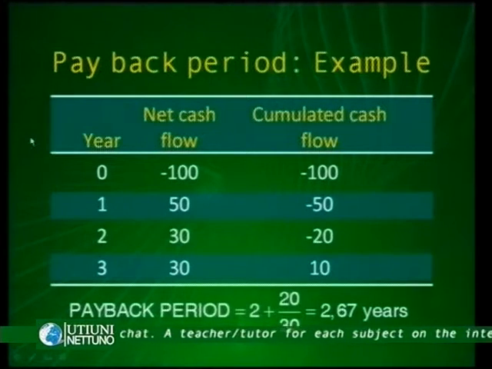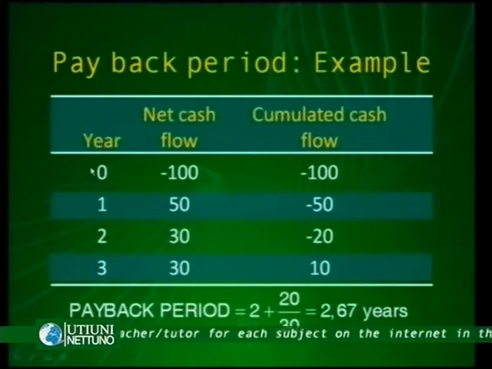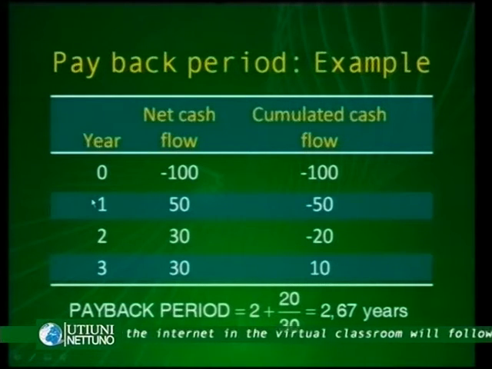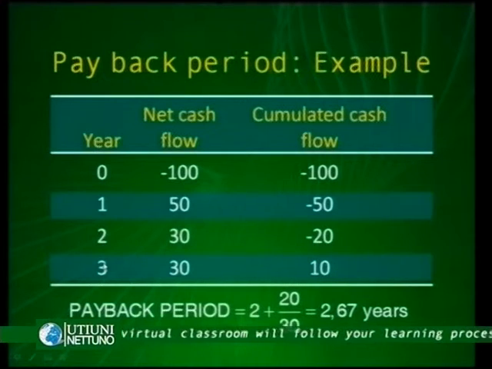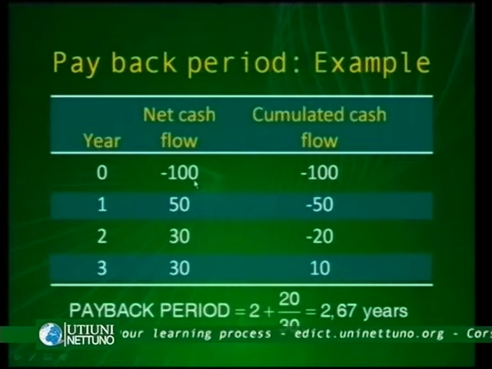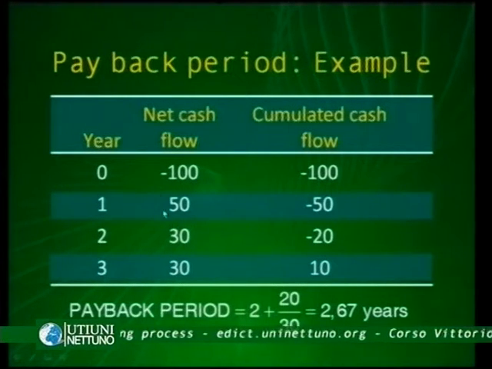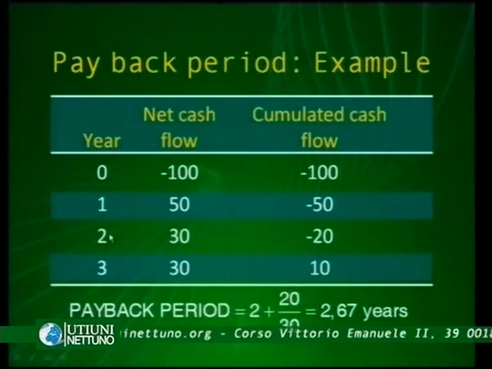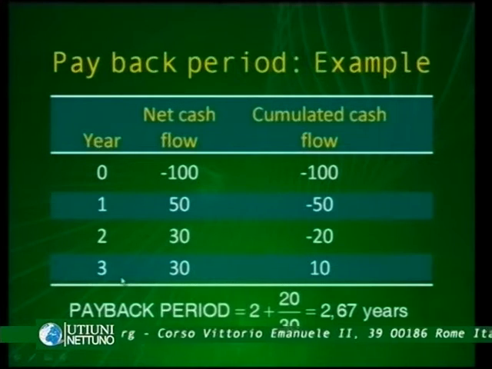So here we have an example of payback calculation. We are assuming in this table to have a project that has a life of 3 years. So the initial investment is at year 0, and then the project is generating cash flows for years 1, 2, and 3. So the project has an initial outflow of minus 100 at time 0 for the initial investment, and then it has 3 inflows: 50 in year 1, 30 in year 2, and 30 in year 3.